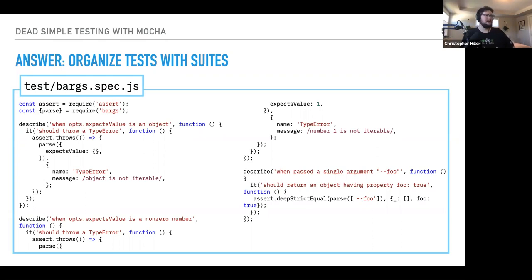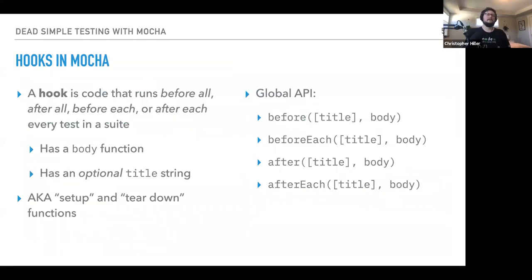The next core concept, and there are only really three of these things you need to worry about. There are three core concepts here in Mocha: the test, the suite, and finally the hook. Hook may be a term used to mean a lot of different things, but in Mocha, a hook is code that runs before all the tests, after all the tests, before every test, or after every test. And a hook runs in the context of a suite.